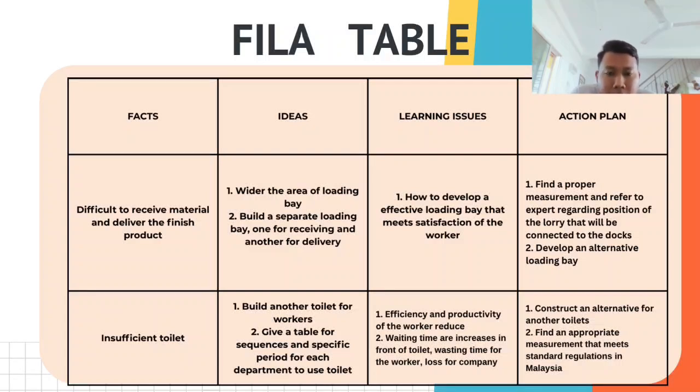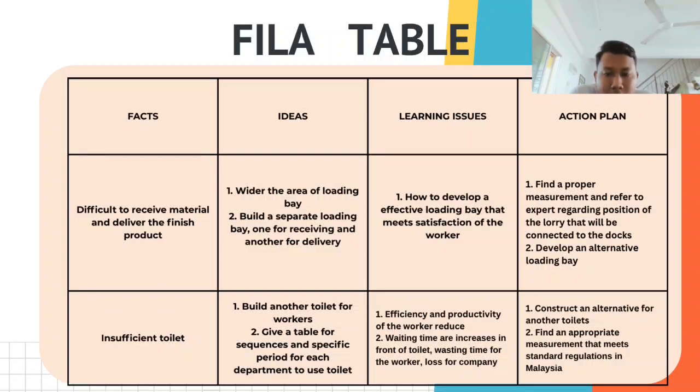From the table, we got 2 major identifications. The first is that it is difficult to receive material and deliver the finished product. As we can see on the previous slide, the loading bay is divided into 2, one for the delivery and one for receiving the material. So from the table, we made the improvement to separate loading bay 1 and 2.